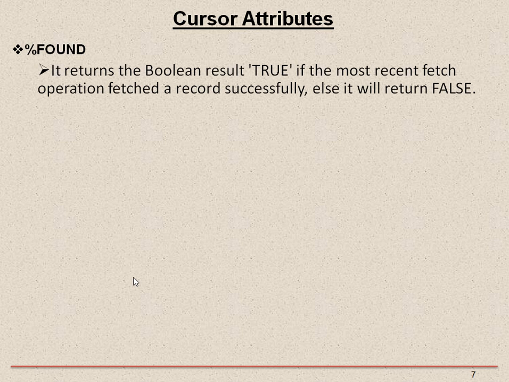Now, cursor attributes. The first attribute is percentage found. It returns the Boolean result true if the most recent fetch operation fetched a record successfully, else it returns false. That means, suppose I fire a query like select star from students where city equals Ankleshwar. If the query fetches some data of students belonging to city Ankleshwar, then this attribute returns true. If it doesn't find any record related to Ankleshwar city, then percentage found returns false.